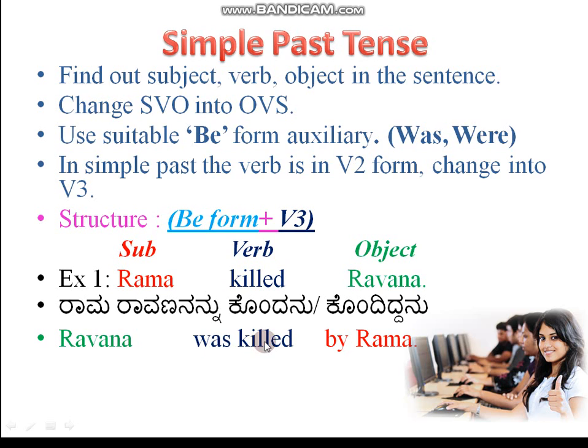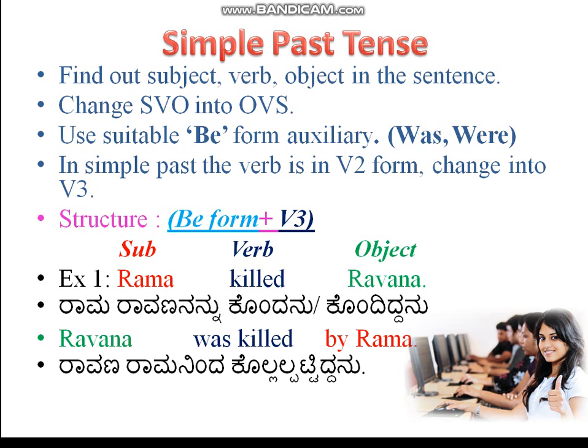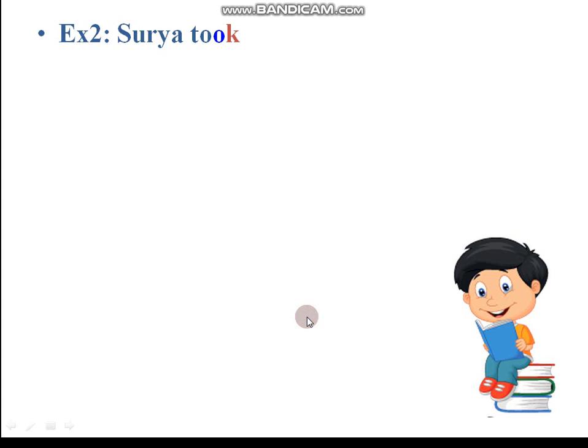Ravana was killed, which is V3. Kill, killed, killed. The V3 form also comes as killed. So we need to write killed. Was killed. By whom? Rama. That's why we have mentioned by Rama here. So that's it. This is how we need to change simple past tense into passive voice.